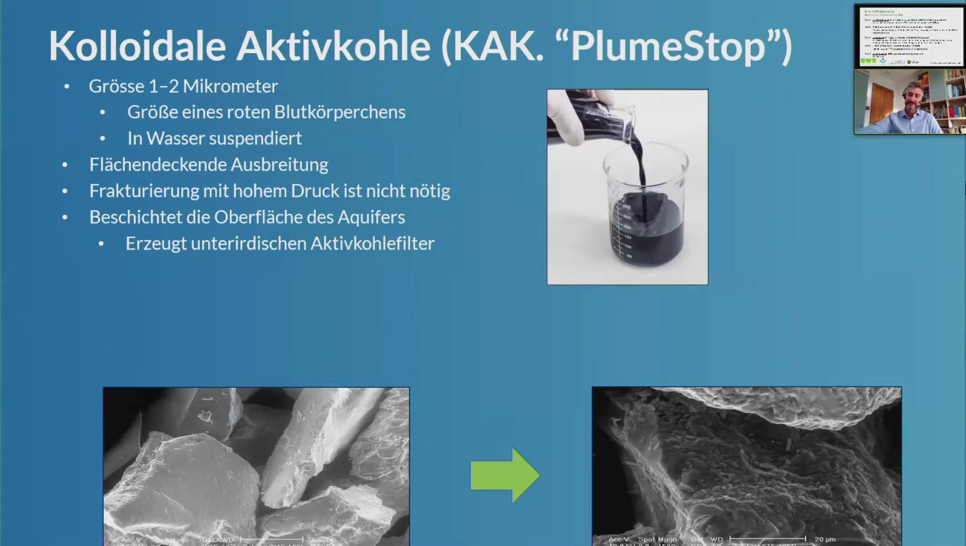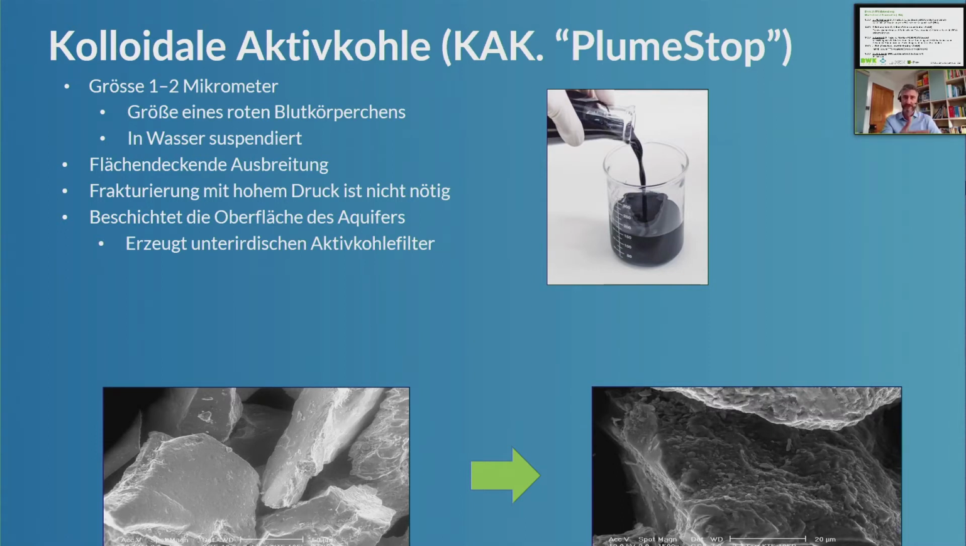This is a product we have called PlumeStop, and it's a colloidal activated carbon. A lot of you will have heard of or dealt with granular activated carbon. That normally has a diameter of about 1,000 microns. You might have used powdered activated carbon for the filtration of vapors, for instance, and that will have a diameter of maybe 100 microns. With colloidal activated carbon, we've milled activated carbon down to 1 or 2 micrometers. That's the size of a red blood cell, the size of a microbe. It's incredibly small, and we've suspended it in water using distribution agents to create a colloidal liquid.